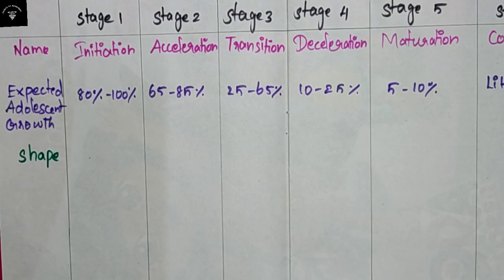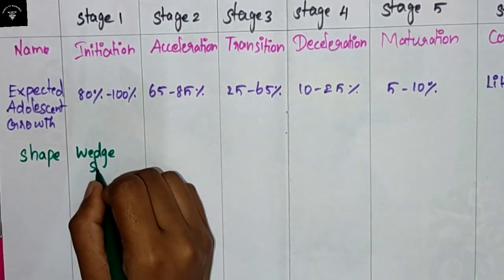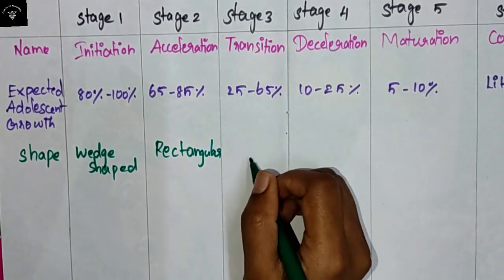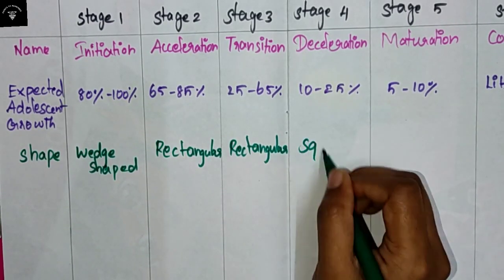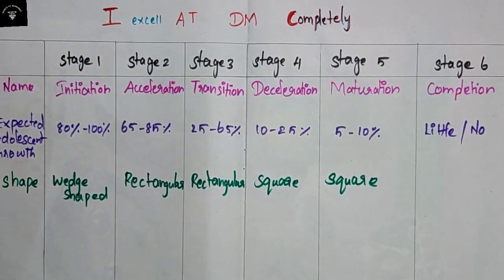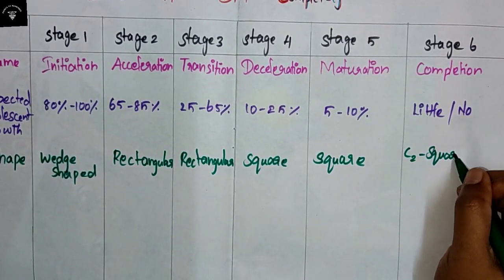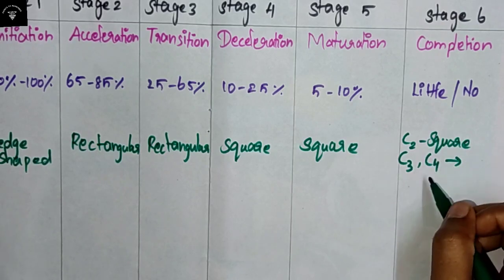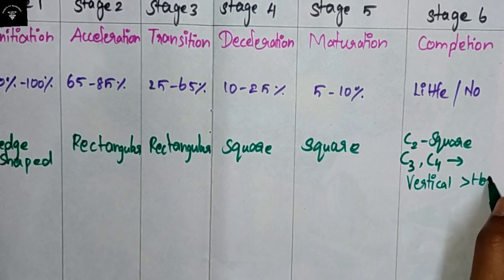Now let's move on to the next feature, that is the shape. In stage 1, the shape will be wedge shaped. In stage 2, it will be rectangular. In stage 3 also rectangular. Stage 4, it will be square. Even in stage 5, it will be square shaped. And in stage 6, the C2 vertebra will be square shaped. In C3 and C4 vertebrae, the vertical dimension will be more than the horizontal dimension.